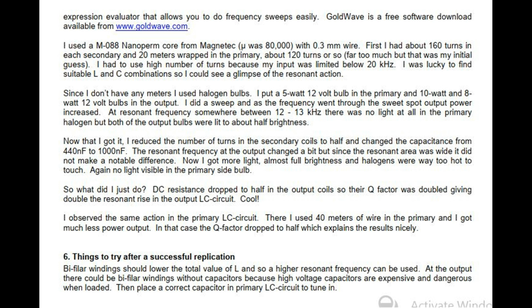6. Things to try after a successful replication. Bifilar windings should lower the total value of L, and so a higher resonant frequency can be used. At the output there could be bifilar windings without capacitors, because high voltage capacitors are expensive and dangerous when loaded. Then place a correct capacitor in the primary LC circuit to tune in.